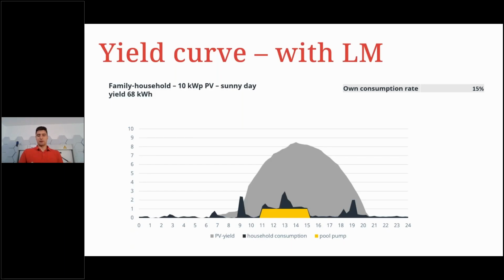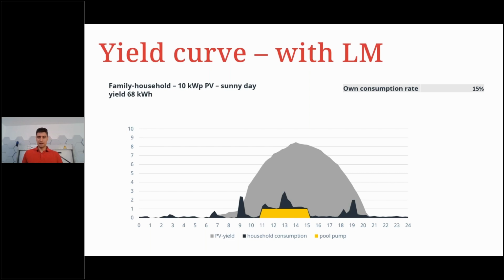Load management means we are taking some big loads that can be easily turned on or turned off. We connect them to our inverter, and the inverter tells those devices, okay, at the moment there's surplus, there's energy left from our PV system, and turns those loads on. And if the surplus is gone, then it turns those loads off again. We could use this, for example, for a pool pump, as you can see here.